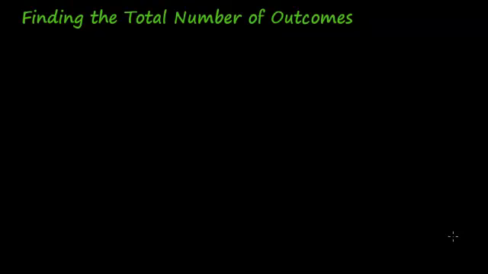In basic probability problems, we're not always given the total number of outcomes. In these cases, we must determine the total number of outcomes from the problem statement. So let's look at some examples.